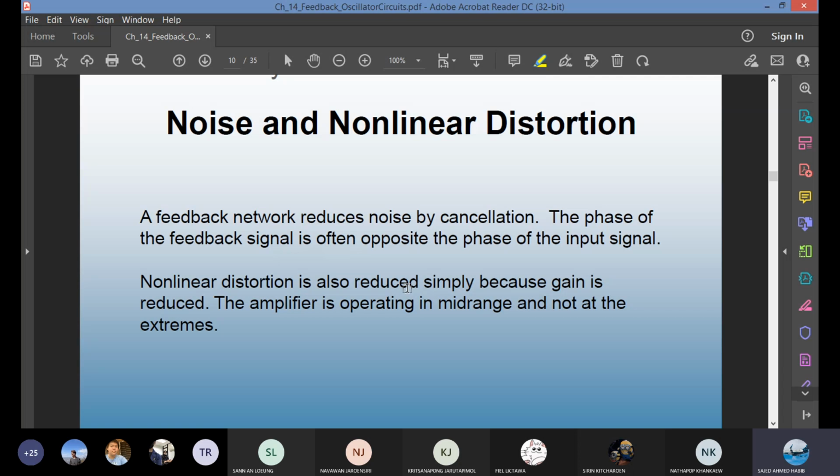If you're using BJT or JFET, the phase of the feedback signal is often opposite the phase of the input signal. This is the case.